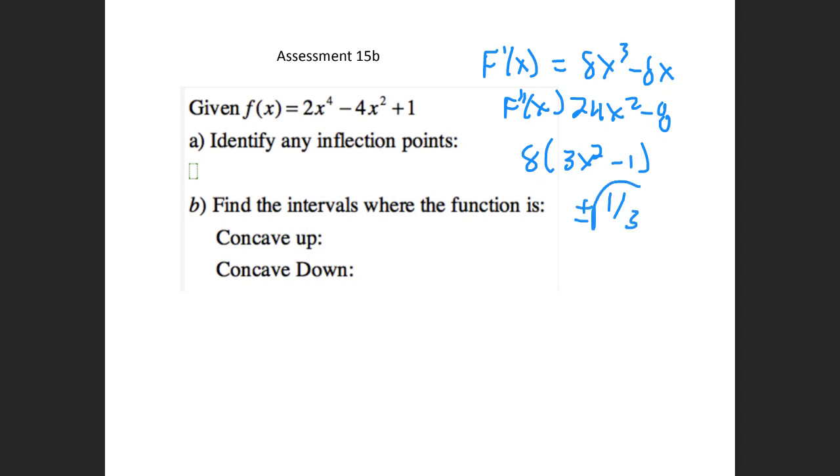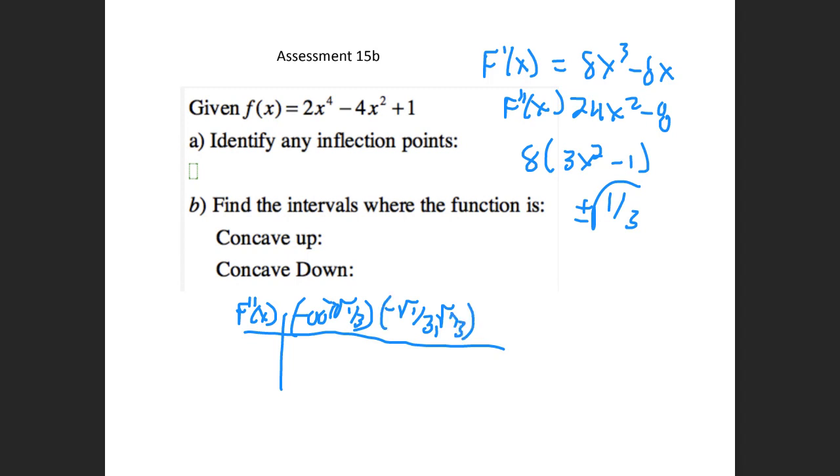Is this the same problem that we had? So I end up with plus or minus the square root of 1/3. So this time I'm going to make my derivative table a little bit larger. So negative infinity to negative square root of 1/3. Negative square root of 1/3 to square root of 1/3, and square root of 1/3 to infinity. So those are my intervals.